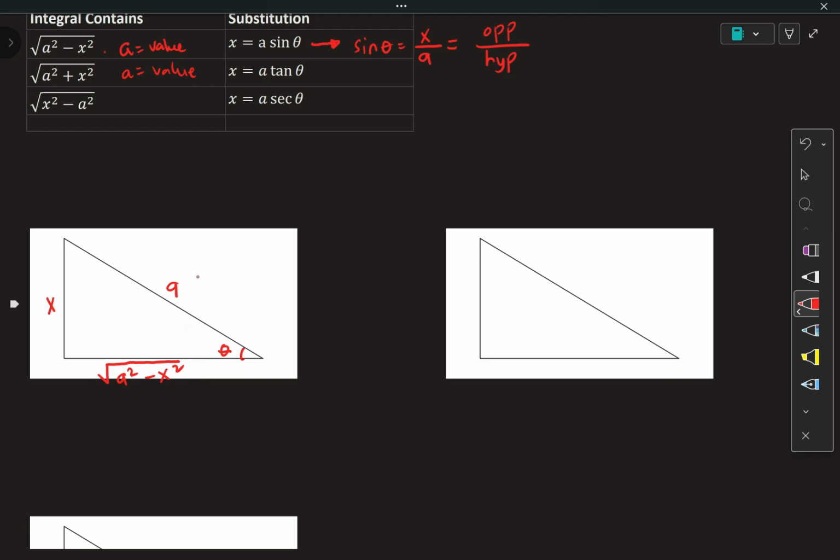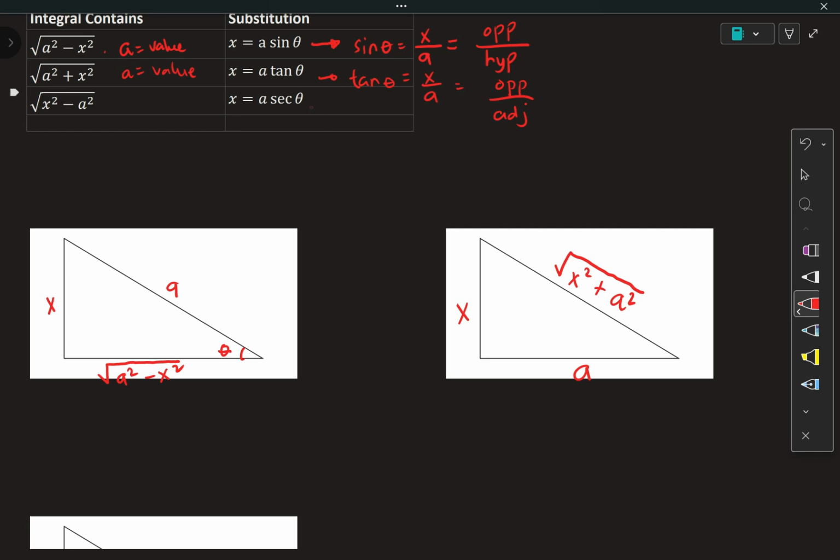Same with tangent theta. We know that tangent theta is equal to x over a, and tangent is equal to opposite over adjacent. Therefore, if the opposite is x and the adjacent is a, the hypotenuse is the square root of x squared plus a squared, or a squared plus x squared, either way.